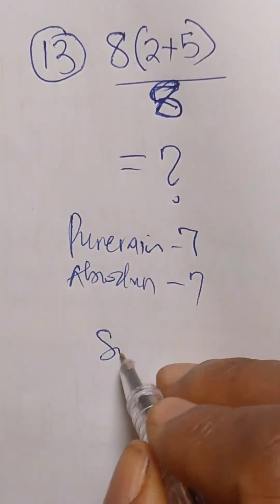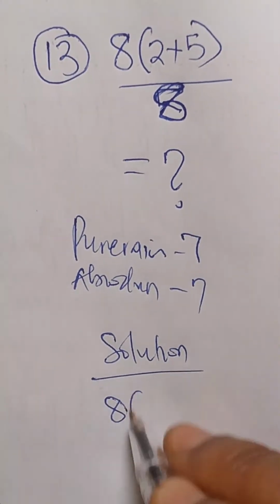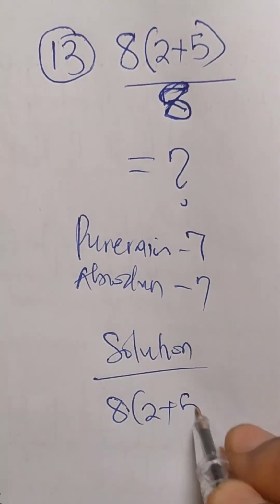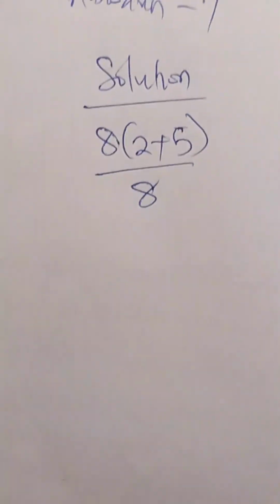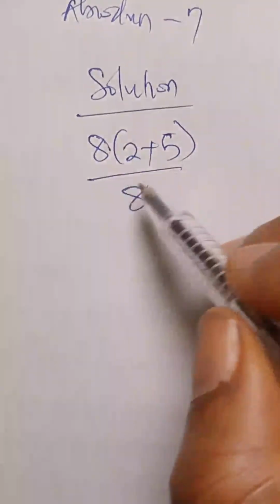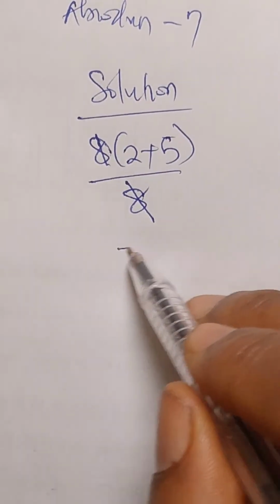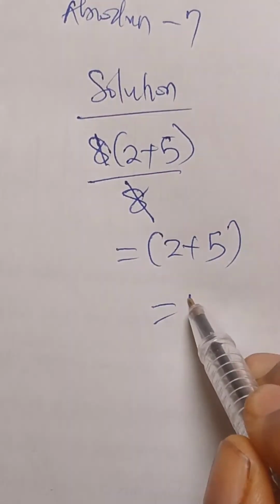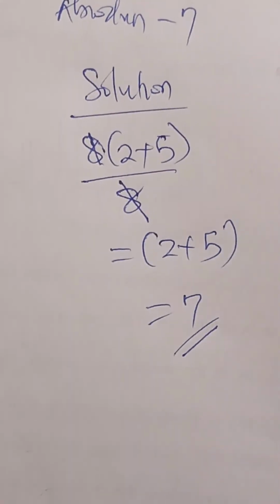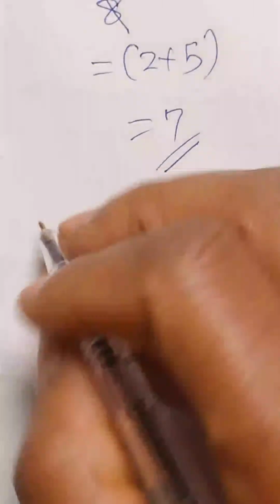Okay, let me solve this. We have 8 bracket 2 plus 5, all over 8. This is very easy. You just cancel the 8. And we have 2 plus 5, and 2 plus 5 is equal to 7. So I'm building is very correct, and pure rain is very correct. It's that easy.